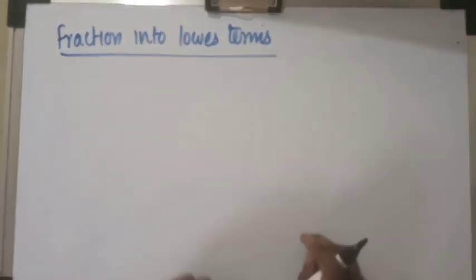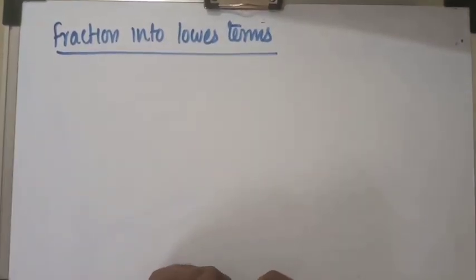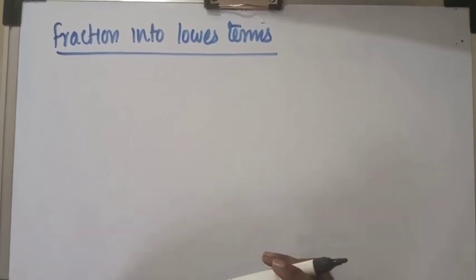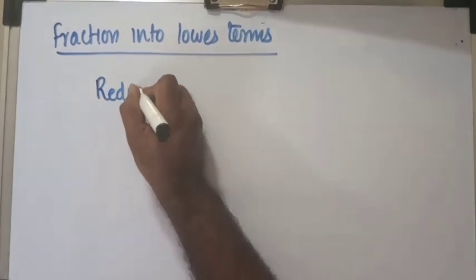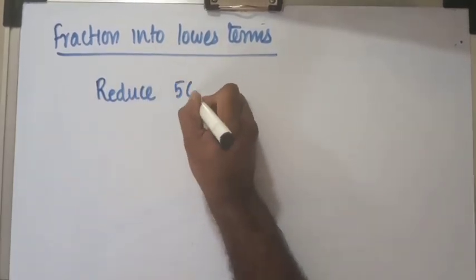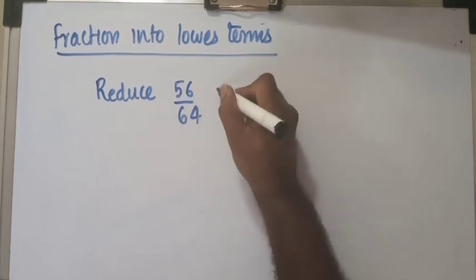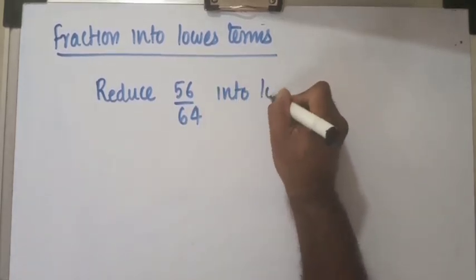Now, this is something we always do when we solve certain sums in standard 9th and 10th, mostly algebraic sums, wherein you have to convert the fractions into their simplest form. Say we'll be doing one sum: reduce 56 upon 64 into lowest terms.